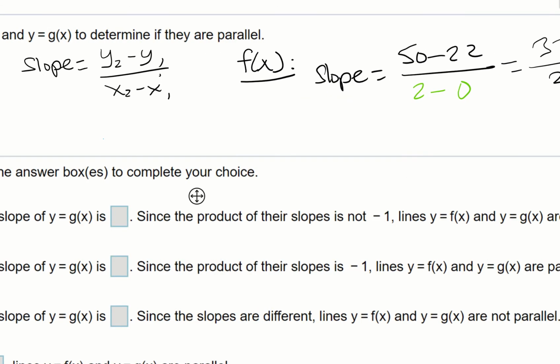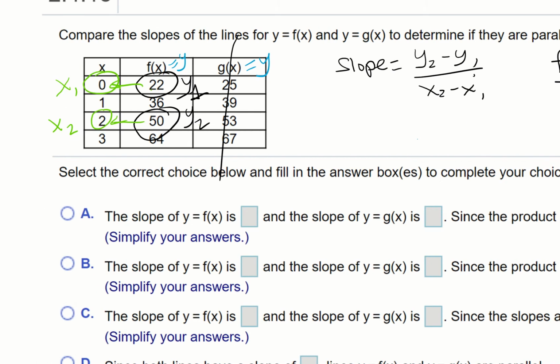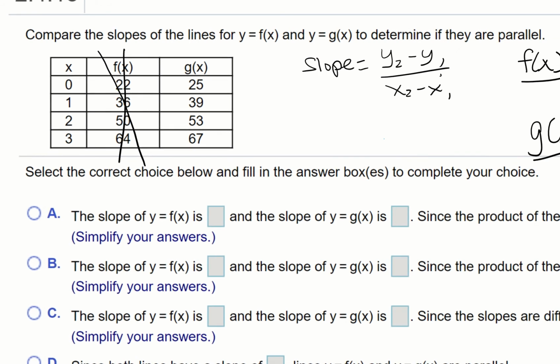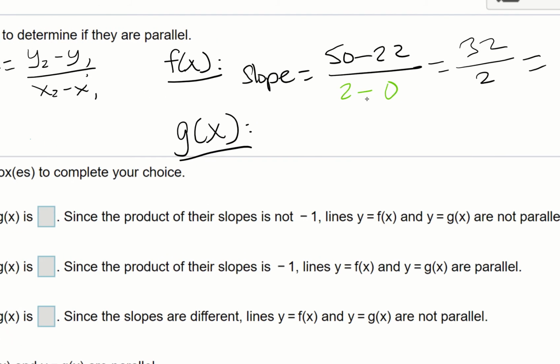So now let's do the same thing for g of x. So now completely ignore f of x because we're not concerned with that line anymore, okay? And so let's look at two y values for g of x. You can choose any two y values that you want. So let's choose 53 and 67. So let's call this y1, let's call this y2. So we have 67 minus 53.